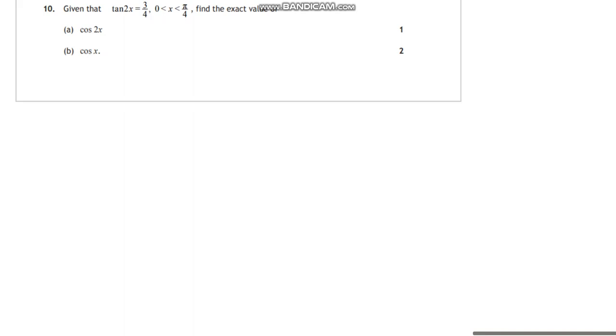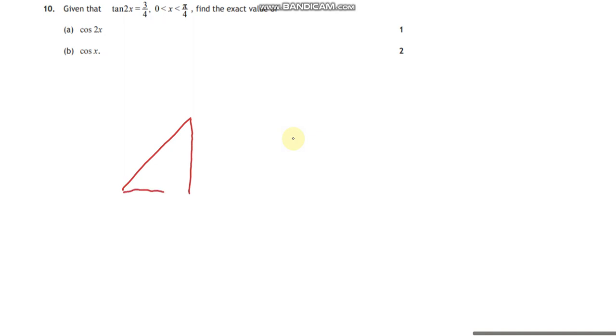So we know that tan 2x is this. Find the exact value of cos 2x. Now, don't forget, all your ratios, sine, cos, and tan, trigonometry, is the study of three-sided shapes. It's all ratios and triangles. That's all it is. So tan 2x is 3 over 4.